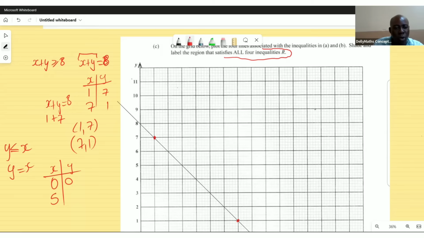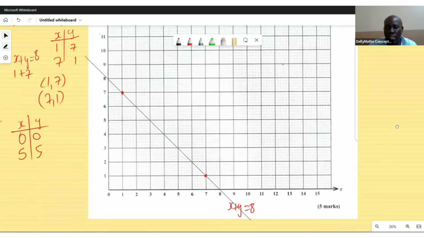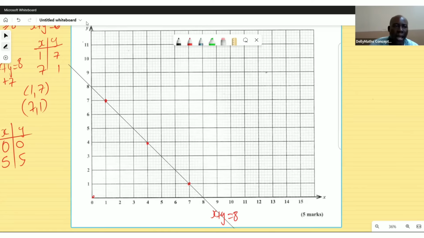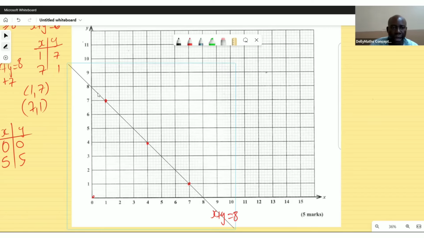If x is 5, y is 5, because y is equal to x. If x is 10, y is 10. So you could pick any of those. It's going to pass through 0, 0. It's going to pass through 5, 5, 4, 4, stuff like that. So I'm just picking 4, 4 here and 0, 0. And then I'm going to just draw a line through that.